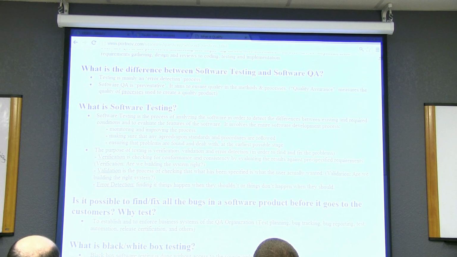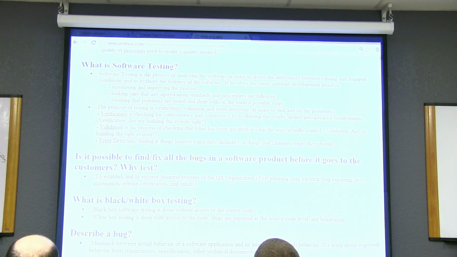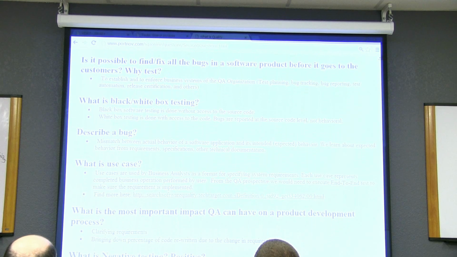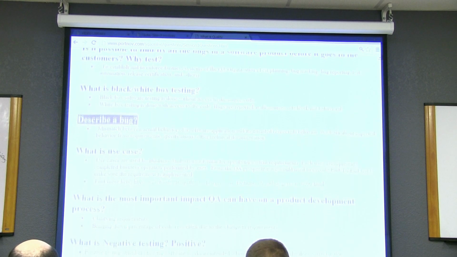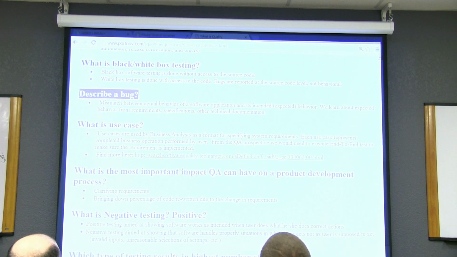What is the difference between software testing and software QA? What is software testing? You remember, so verification, validation, error detection. So you read that. Is it possible to find and fix all the bugs? We discussed that today. What is black box testing? What is white box testing? It answers that. Describe a bug. So what is a bug? Mismatch between actual behavior of software application and its intended behavior.